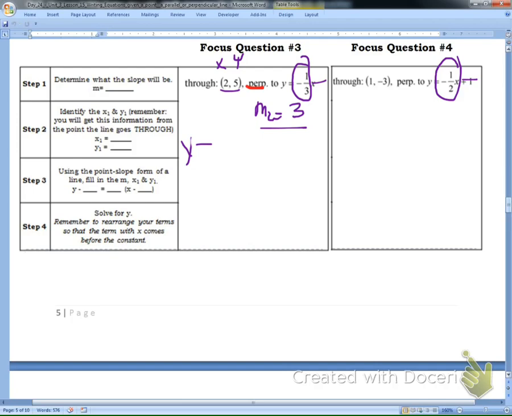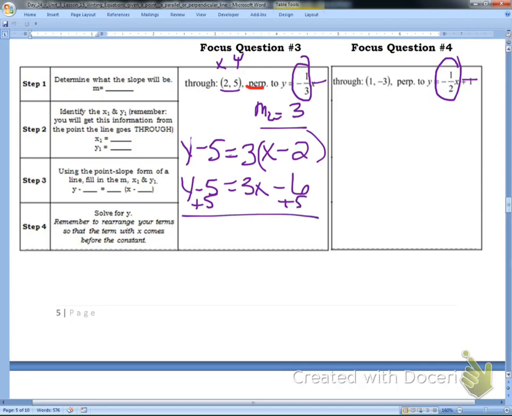Y opposite of y1, so y1 is 5, so you'd write negative 5, is equal to the slope of the line that we want, so 3, times x opposite your x, so negative 2. Use your distributive property: y minus 5 is equal to 3x minus 6, and then move the 5 to the other side by adding 5. Your final equation should be y is equal to, because those 5's cancel out, 3x minus 1.